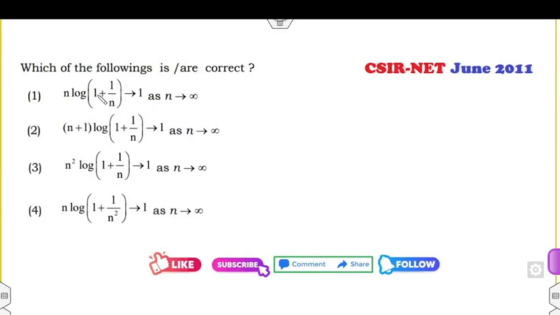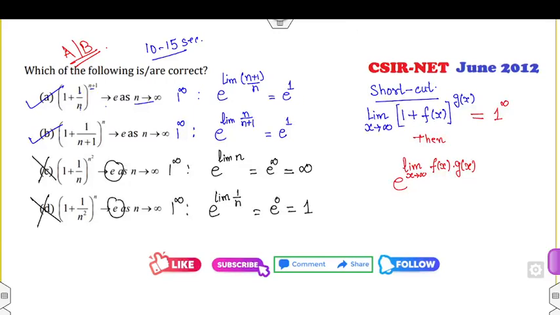Again, you can see this is the form 1 plus fx. But you can see it's a logarithm. I can write this n raised to power. I can write this n plus 1 also in the form of the n plus 1. This is by n square. I can write in the power. This is n. I can write in the power. Now again you can see the same shortcut tricks will be applicable.